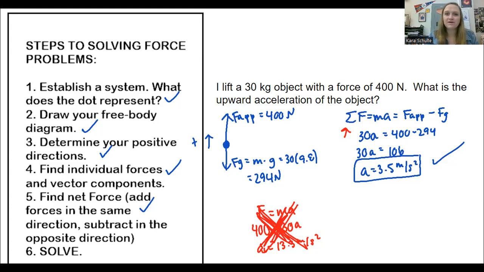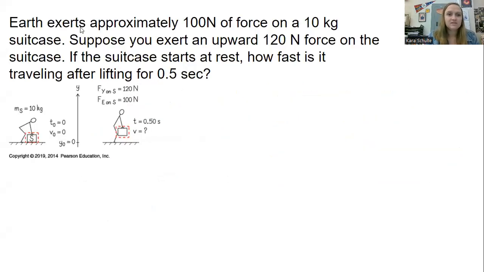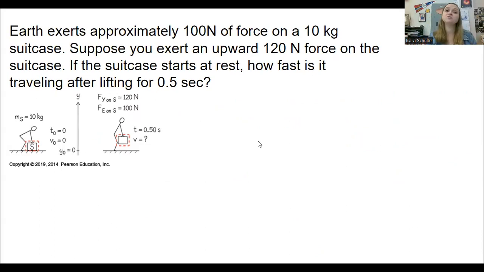All right, let's look at a little more complicated of situations because, to be honest, this is about as simple as it's going to get. Let's get a little more complicated. So we've got the Earth exerts approximately 100 newton force on a 10 kilogram suitcase. Suppose you exert 120 newton force upward on the suitcase. Same setup we just did. If the suitcase starts at rest, how fast is it traveling after being lifted for 0.5 seconds?